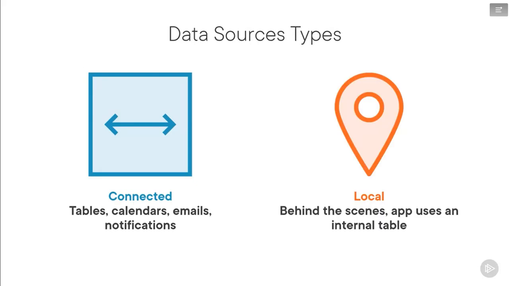Local data sources are being used behind the scenes. When you create an app from data, the app establishes and uses an internal table to store the data coming from the data source. Collection represents a special type of data source. It is completely local and not backed by a connection to a cloud service. This means no information can be shared across devices.